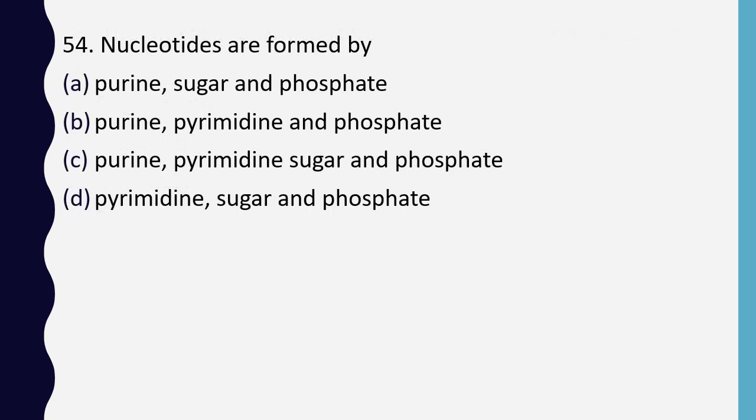Question number 54. Nucleotides are formed by: purine, sugar and phosphate; purine, pyrimidine and phosphate; purine, pyrimidine, phosphate; pyrimidine, sugar and phosphate. Nucleotides are formed by. The correct answer is option C, purine, pyrimidine, sugar and phosphate.